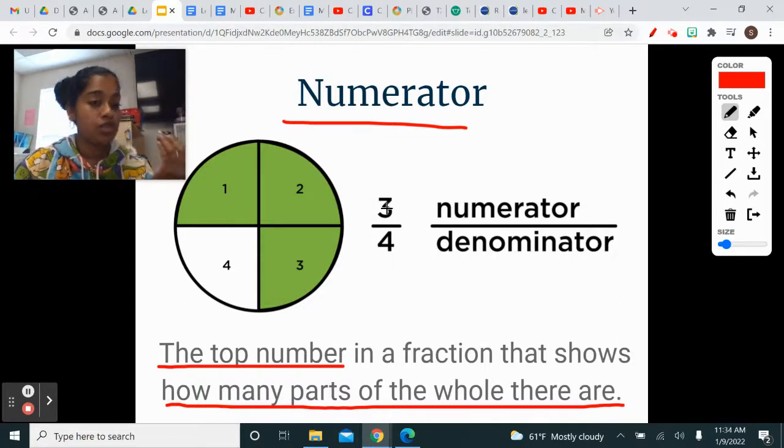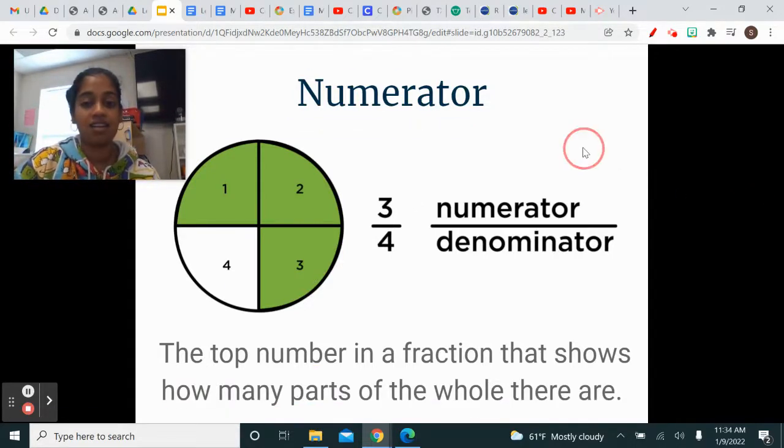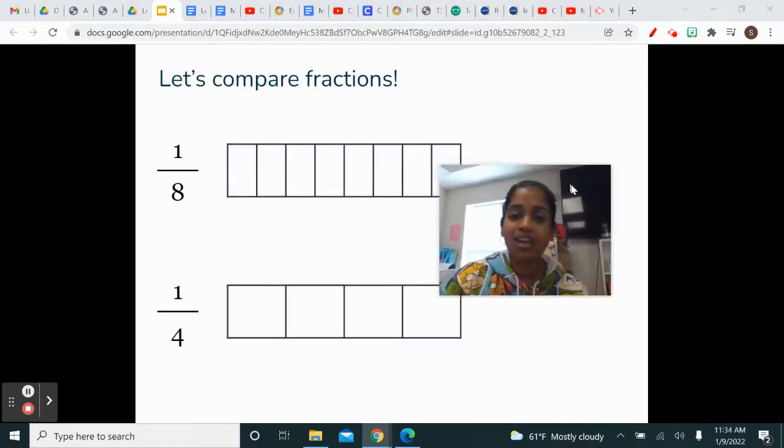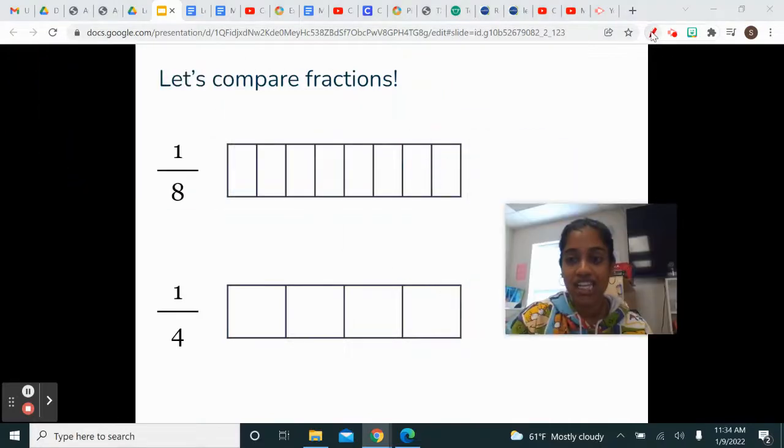That's telling us how many of those pieces we have, or in this case, how many of those pieces we are shading. So we are shading 1, 2, 3 out of our 4 pieces. Our numerator is 3, and our denominator is 4, so our whole fraction is 3/4. Okay, remember, numerator is on the top, denominator is on the bottom. All right, fantastic. Now let's go ahead and compare some fractions.